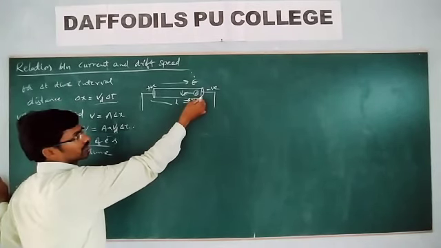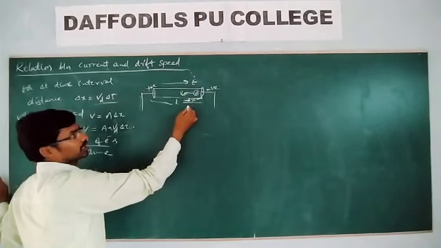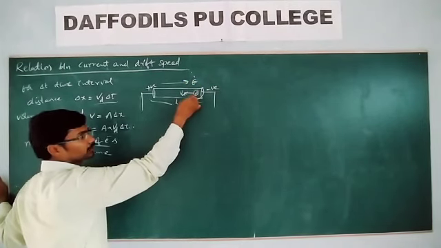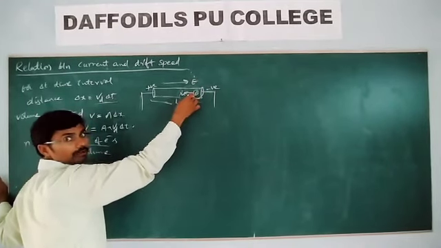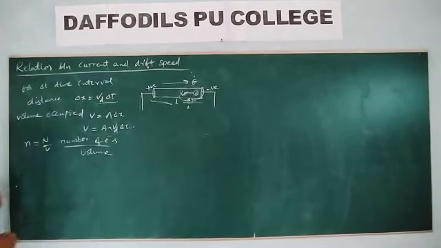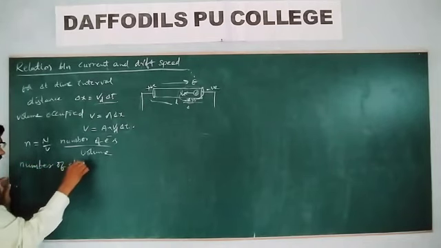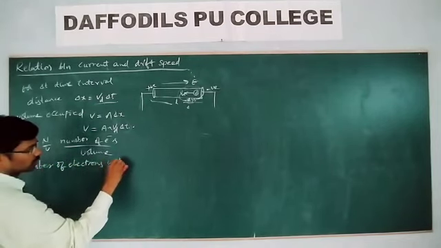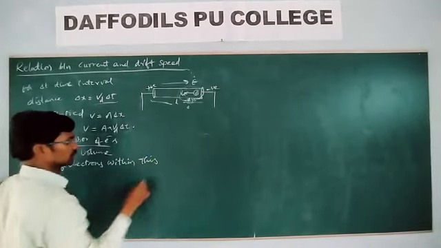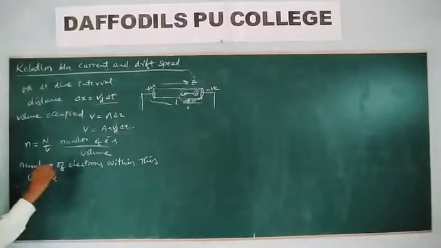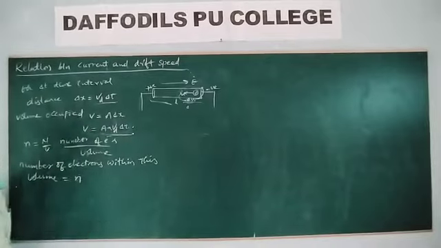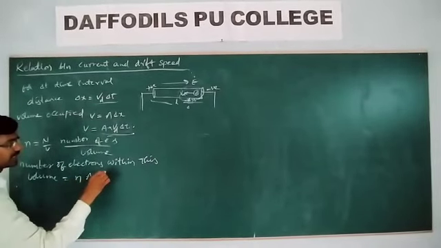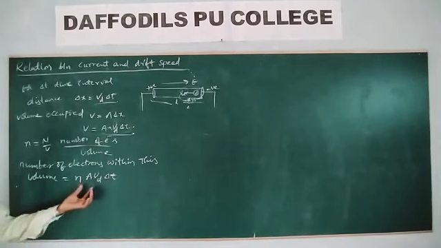Whenever electrons move in the presence of this electric field through a distance delta x within a small interval delta t, then within this small distance, not only one electron but a number of electrons will be there. Then how many electrons will be there within that volume? The number of electrons within this volume is n, the number of electrons per unit volume, into this particular volume, A Vd delta t.